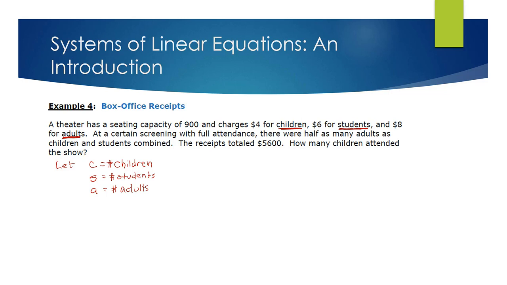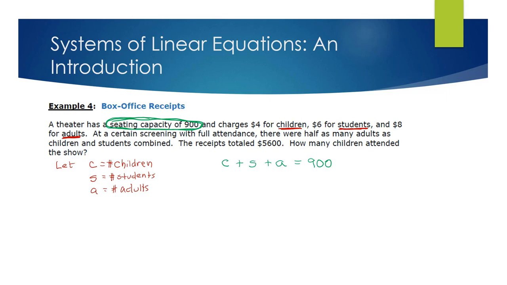So, as I mentioned before, we do have children, students, and adults in this problem. I'm going to let C represent the number of children, S represent the number of students, and A represent the number of adults. Now, we know that there's a seating capacity of 900, and we're told that the screening had full attendance, which means all 900 seats should have been taken up. That's where my first equation is going to come from. I know that the number of children plus the number of students plus the number of adults is 900.